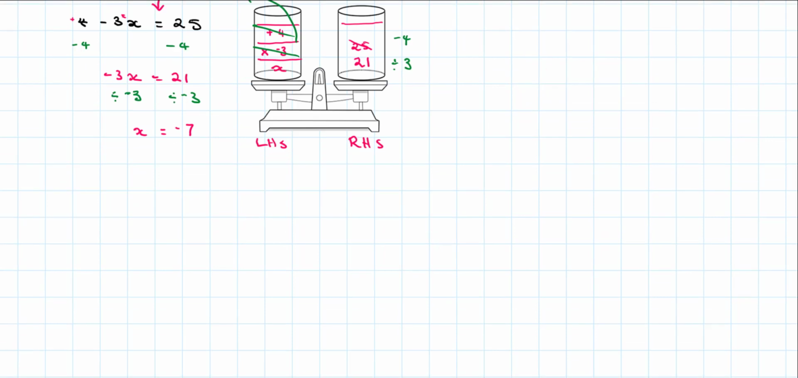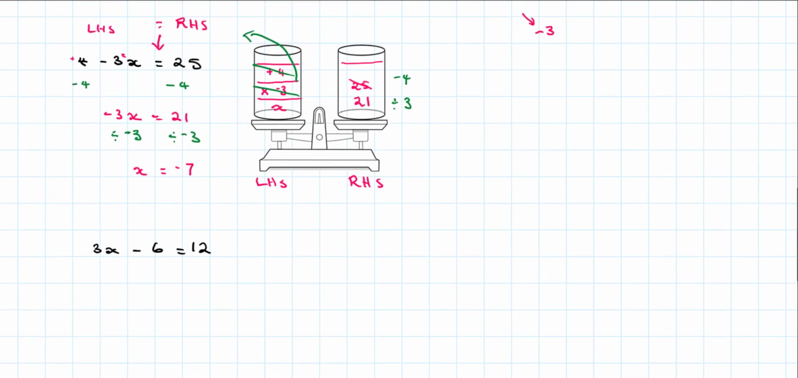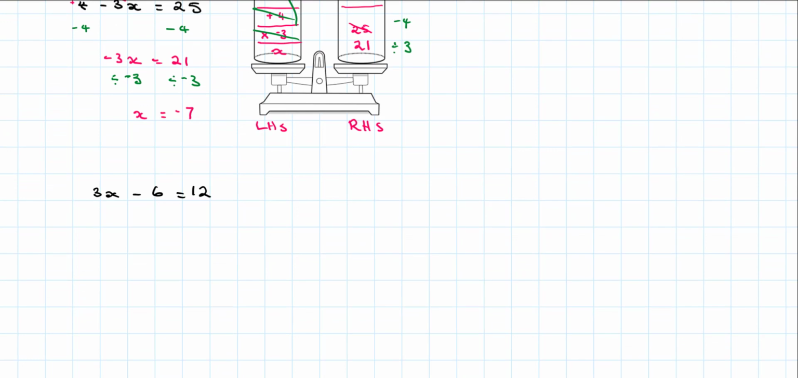Let's do one more. Let's say we have 3x minus 6 equals, let's make it 12. So I'm not going to draw my cylinder. We know that everything works in the opposite, so we're essentially doing BODMAS in the opposite process. So the first thing to do is add 6 to both sides, because usually add and subtract would be the last thing we do, and we're doing things in the opposite order. So that leaves me with 3x equals 18.